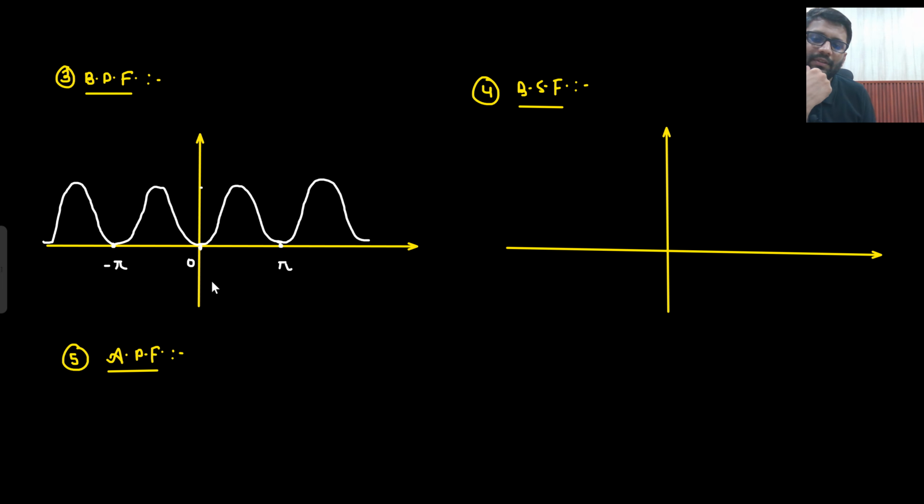So only this much I need to see: 0 and higher are both not being passed, and somewhere in between it is being passed, right? So if any kind of response is given, you will be able to tell whether it is band pass, band stop, all pass, whatever it is, right? Now band stop.